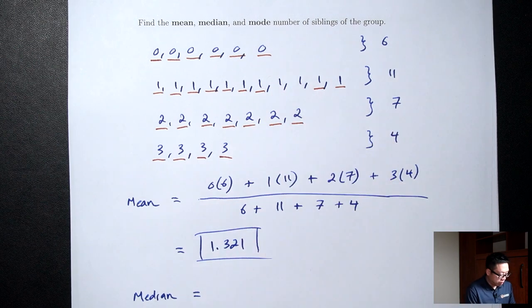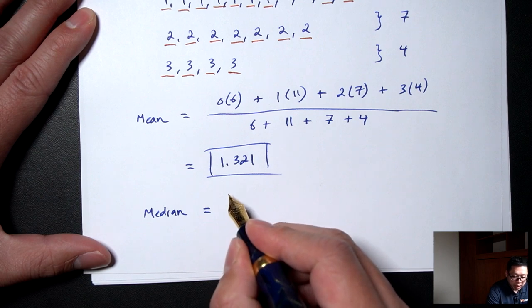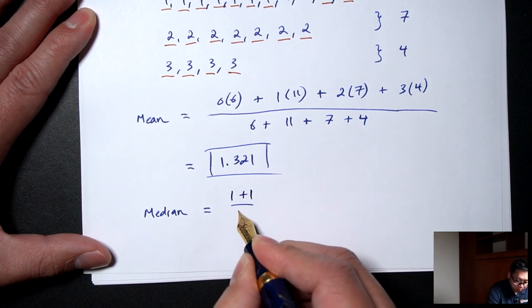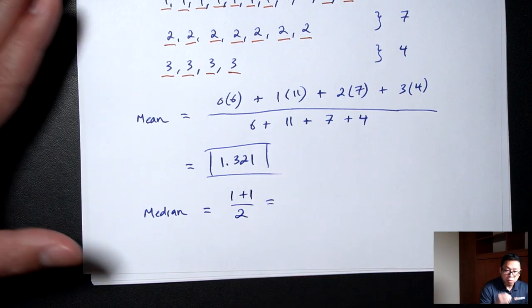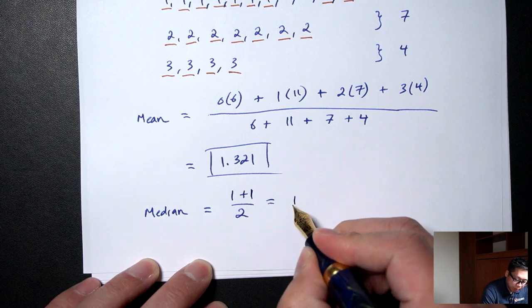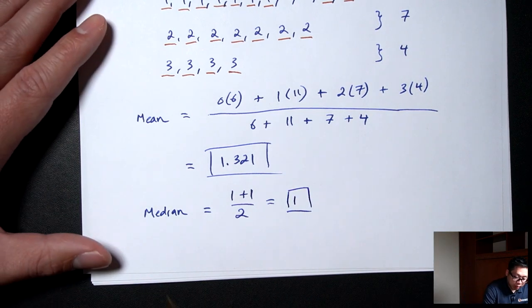They're both ones. So if you have two numbers in the middle, you will average those two numbers, which is add them up and divide by 2. So 1 plus 1 over 2. And I don't need a calculator for this because I know that's going to be 2 over 2, which is 1. And that's the median.